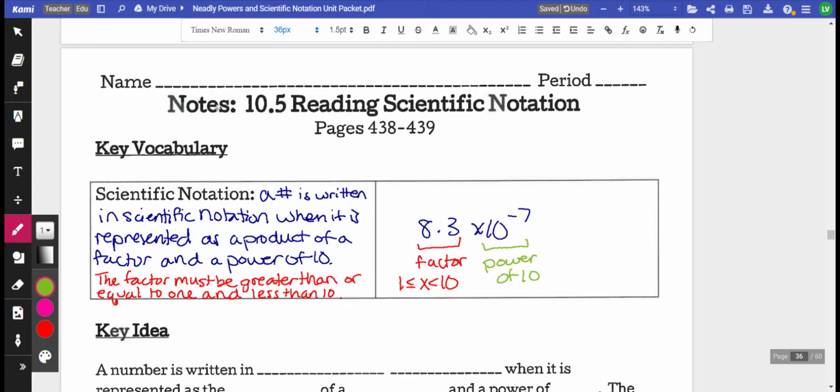Okay, then for the power of 10, it must have an integer exponent. So that means that our exponent must be a positive or negative whole number.